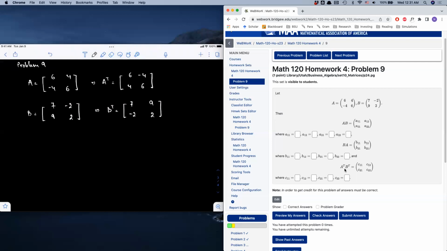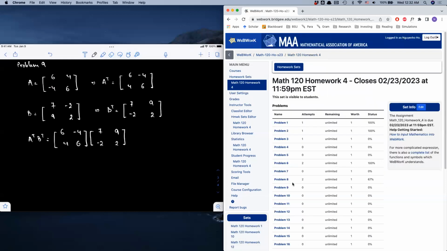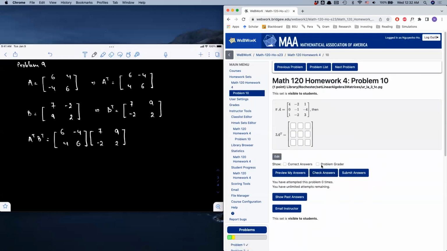And then you perform the calculations on A transpose times B transpose. That is 6, -4, 4, 6 times B transpose, which is 7, 9, -2, +2. And then this is just the matrix multiplication. The answer should be a 2 by 2 matrix. And I'm going to leave you to do this problem yourself. Now for problem 10, right?